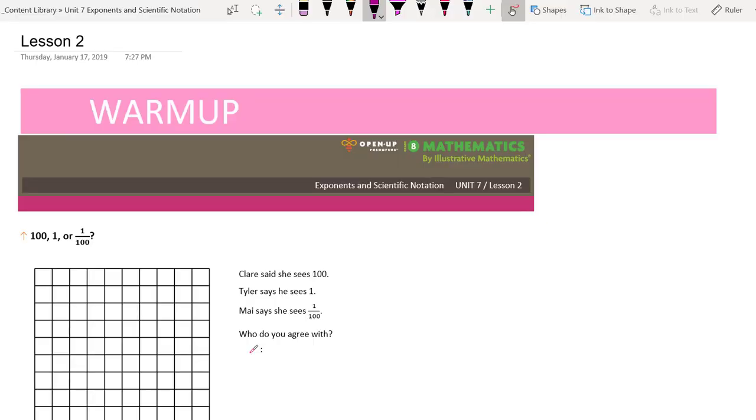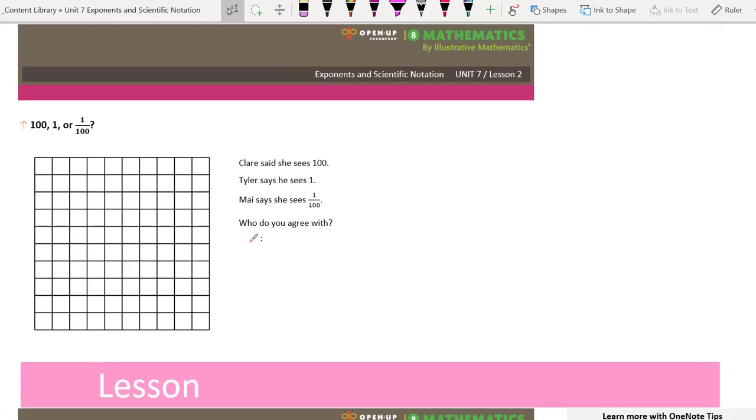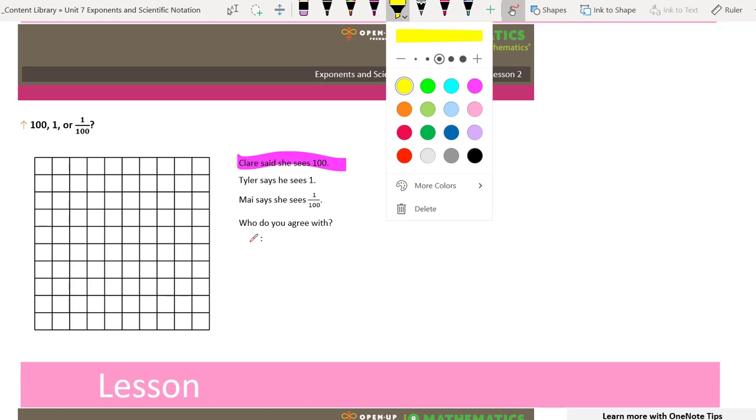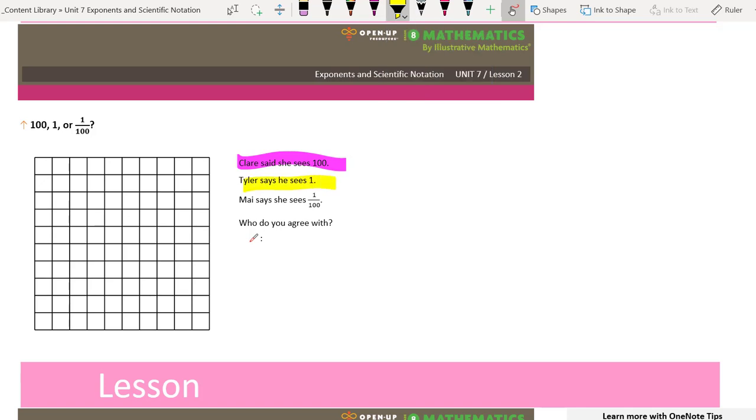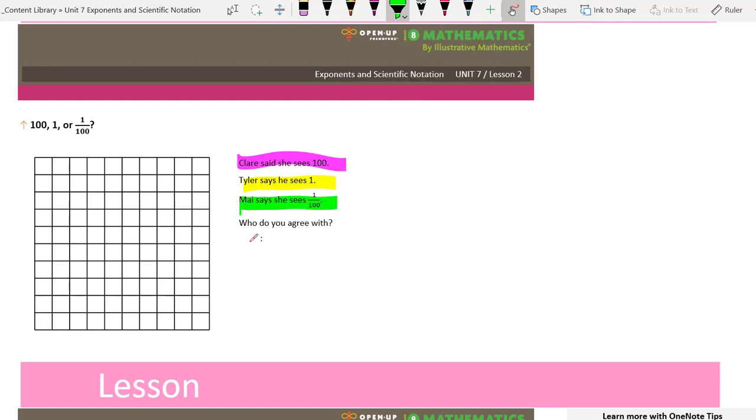So here we're going to look at Unit 7, Exponents in Scientific Notation, Lesson 2. And our warm-up question is 100, 1, or 1/100th. Claire says she sees 100. Tyler says that he sees 1. May says she sees 1/100th. With whom do you agree and why?